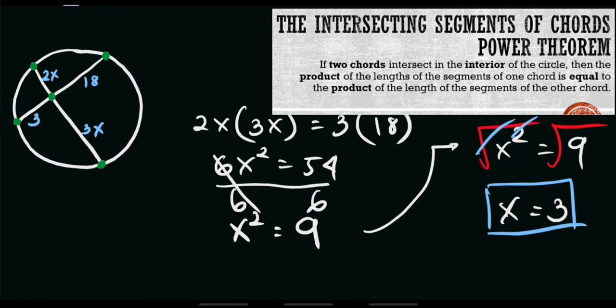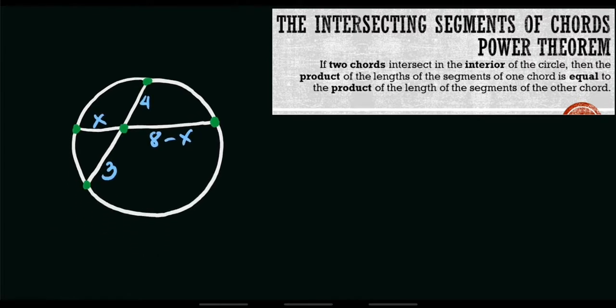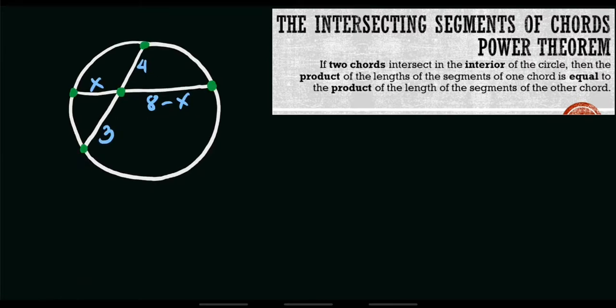So for our last example, example number 3, let's say we have this given figure. We have this segment x, segment 8 minus x. We also have this 3. And then yung karugtong niya is 4. So again, same procedure lang. Let's multiply the segments and equate natin siya sa kabilang product ng mga segments.